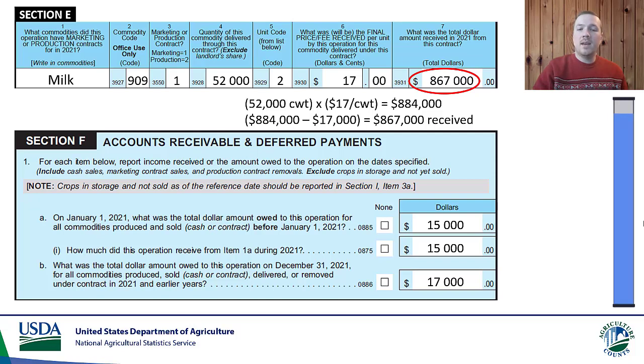Lastly, why don't you add $15,000 to the amount received in column 7, which was owed to him at the beginning of the year? Because contracts in this section exclude anything sold or delivered outside the reference year.